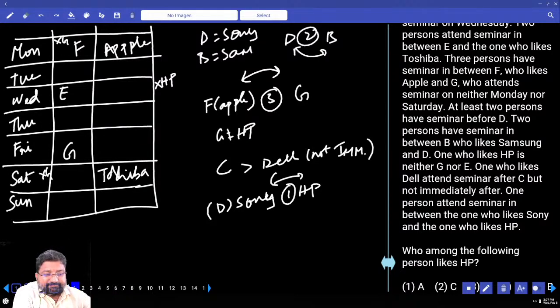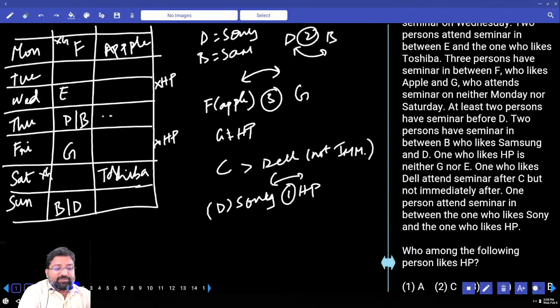Next? Come on. It says G does not like HP. Two people between D and B. As discussed, D should be on Thursday, Friday or Sunday. If this is D, two people, and this should be B. And if this is D, this should be B. They are fixed, right? What comes here? Samsung or Sony. This is not HP and this is not HP, so HP has how many chances? Only one chance.